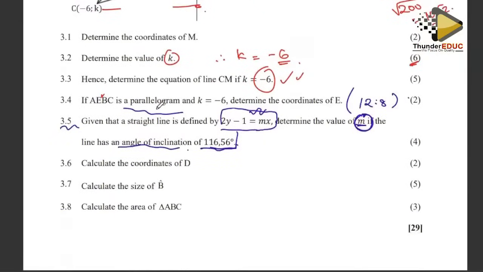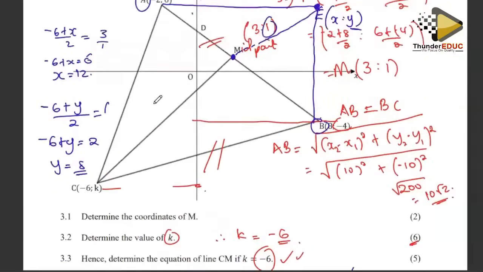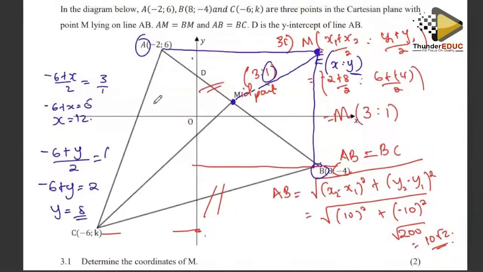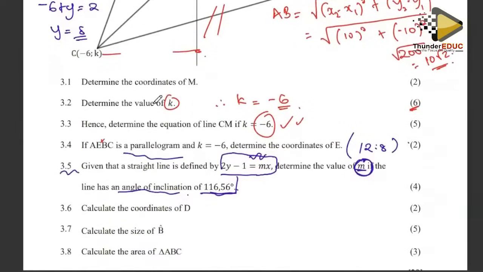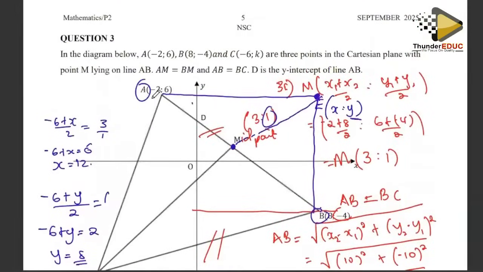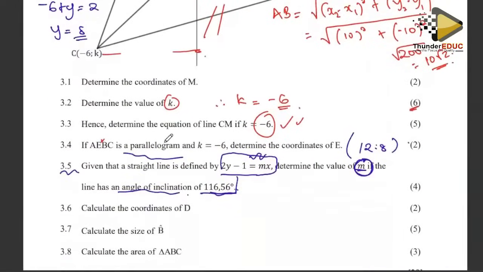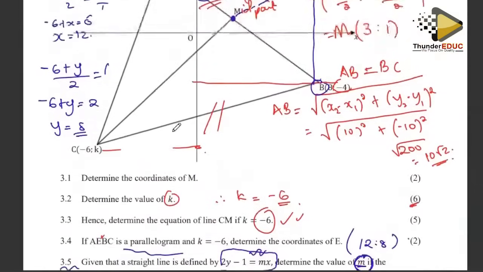Then calculate the coordinates of D. Where is D? We don't have D. Did they mention anything about D? So they told us this is the y-intercept. Oh, it's here. Okay, so how do we get those coordinates? How many marks? It's 2 marks. Do we need to get the equation of the, okay, we're saying that the gradient is -2.